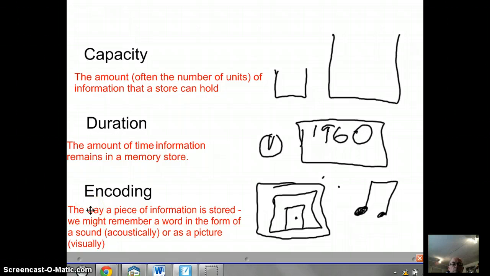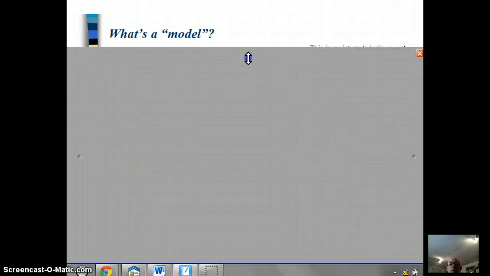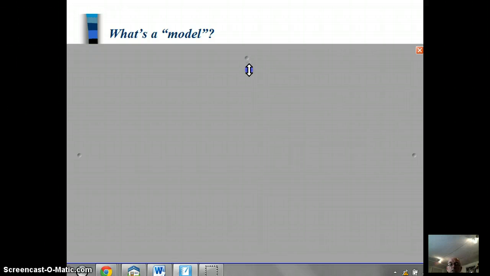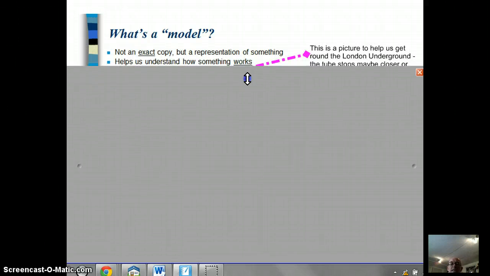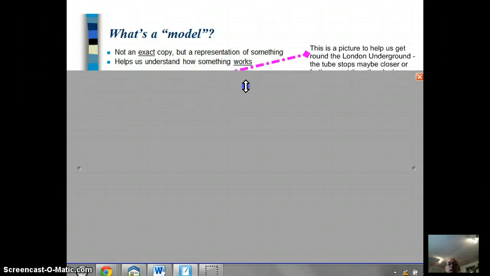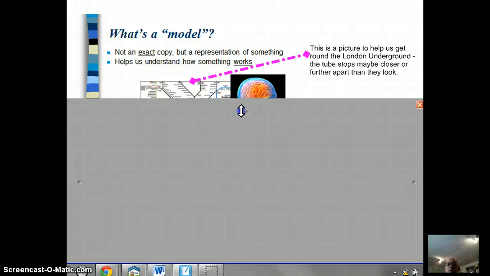Okay, and this is a kind of big picture word, this final one, and it's important that you understand this because we'll be talking about models of memory, and we need to know what a model is. Oh look, there's the question itself. What is a model? Now, a model is not an exact copy of something, but it's a representation of something. It helps us understand how something works.